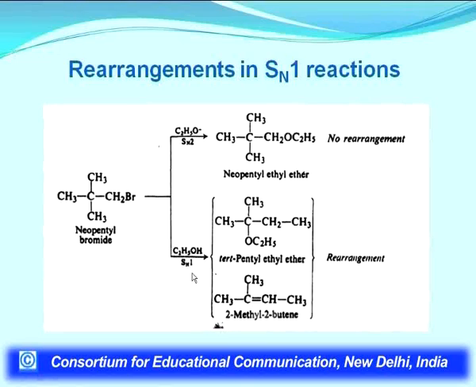Now, what happens? The SN1 mechanism operates. First this halide ion leaves, we get a positive charge on this carbon, this is a primary carbocation, but by shifting this methyl group to this carbon we get a tertiary carbocation. Such a rearrangement occurs and this tertiary carbocation, with the positive charge on this carbon, captures the ethoxide from the ethanol and we get this group, that is tertiary pentyl ethyl ether, and this is a rearranged product. Along with this we get some unsaturated product, an alkene also. We will discuss this later while discussing the elimination reactions.